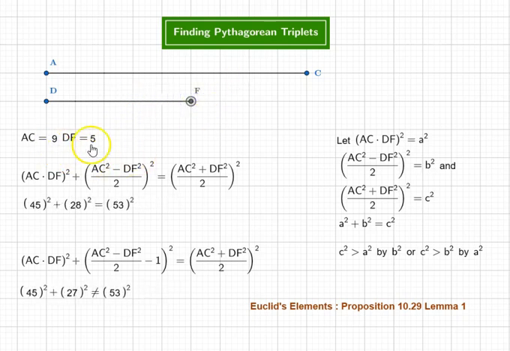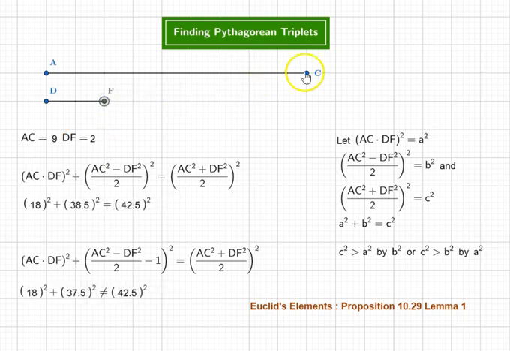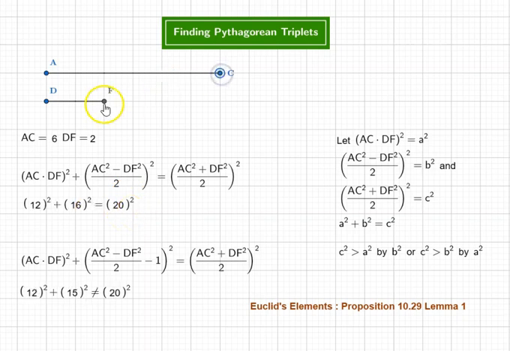Now here, if you noticed, I kept on using only odd numbers. Let's take even numbers. Let's say this is 2. AC should be greater than DF, so let's make it 4 so that both are even. So now we get 8 square plus 6 square is equal to 10 square. Let's increase this to 6 so that we start with 2. We get 12 square plus 16 square equal to 20 square. If we increase it to 4, we get 24 square plus 10 square equal to 26 square.